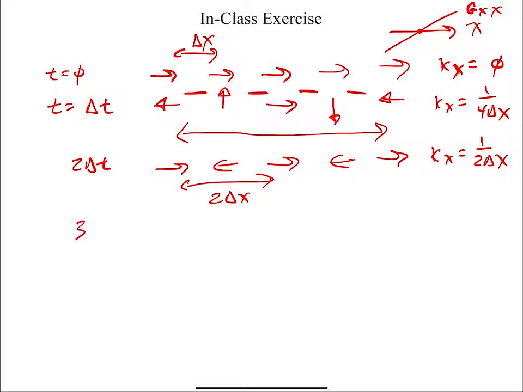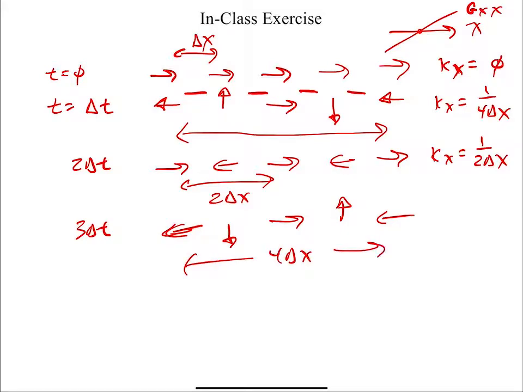Okay, so now we're at 3 delta t. So the spins are going this way, this way, this way, this way, and this way, right? So what is my period here? Again, 4 delta x, right? So what kx am I at here? Minus 1 over 4 delta x. So that's what a negative frequency means. So how does that differ from our other 1 over 4 delta x?